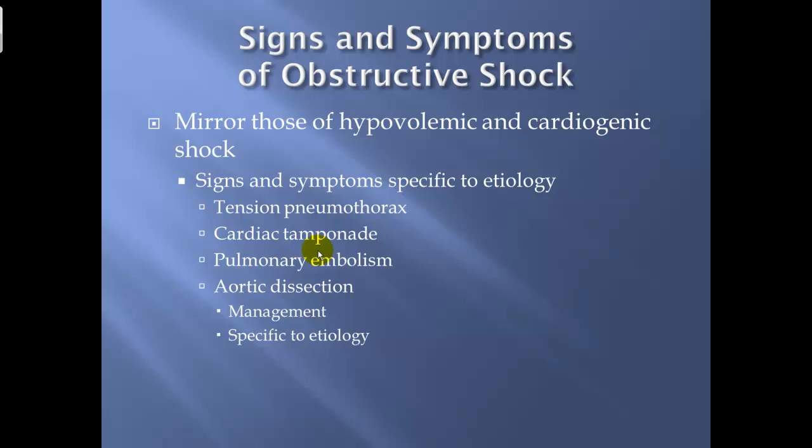Tension pneumothorax and cardiac tamponade, pulmonary embolism, aortic dissection, and the management of it should be specific to the etiology. Very simply, what would be differences between these? In the tension pneumothorax, we're going to have absent lung sounds.